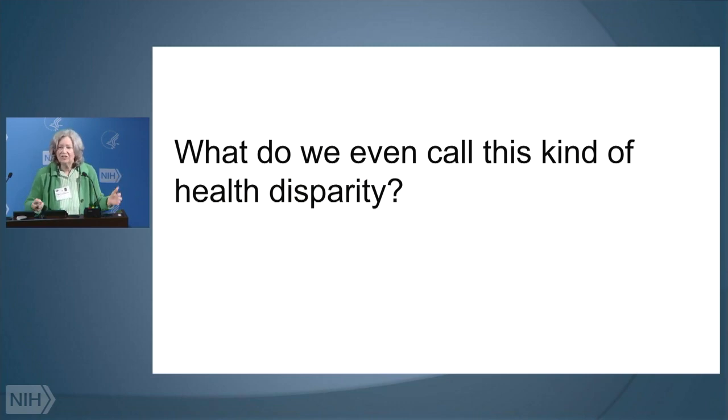So what do you even call this disparity? It's not a genetic health disparity. It's a kind of ignorance health disparity. But it's not one that can be fixed without using the genetics. White cell counts are useful measurements.